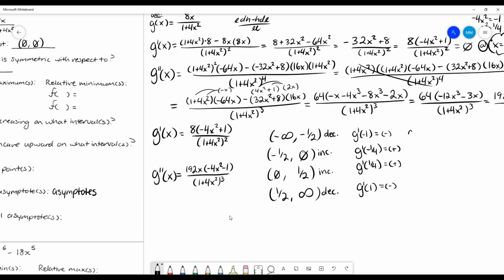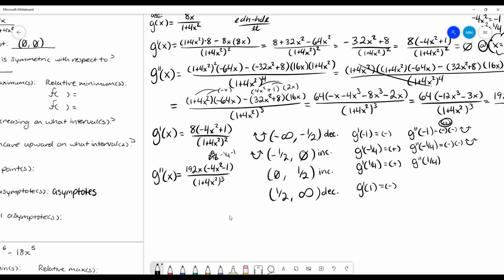Now I want to check for concavity. So I'm going to plug these same points into my second derivative. If I plug in a -1, I have a negative on the outside, and on my inside, that's going to be -4 minus 1, which is also negative, so that's positive. So we're concave up. Next up, we're going to plug in that -1/4, which is negative on the outside. But then in here, I'm going to get -4 over 16, so it's -1/4 minus 1, which is also negative. So again, it turns positive. We are concave up.